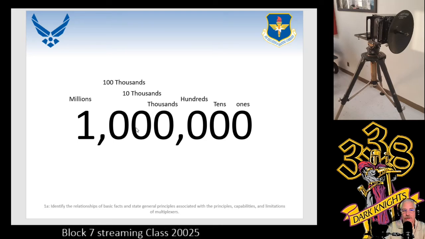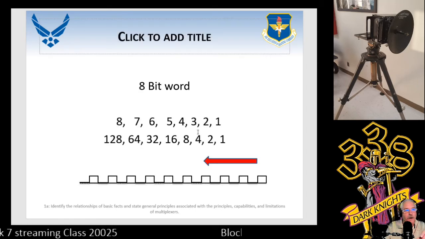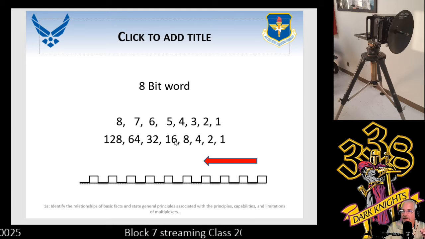So as you can see, we always start from right to left because we got to identify the ones, tens, hundreds, and that's where those zeros come into play, so I can understand what you're looking at, especially a number this big. With 8-bit words, we always start from right to left, and I've drawn down here on the bottom how the 8-bit word is put into place. So we have the 1s, the 2s, the 4s, the 8, the 16, 32, 64, and 128.